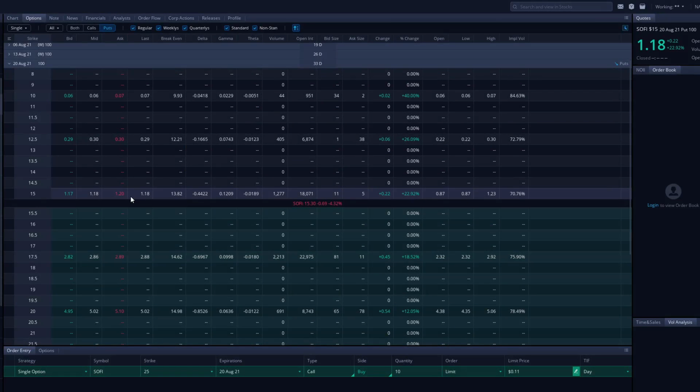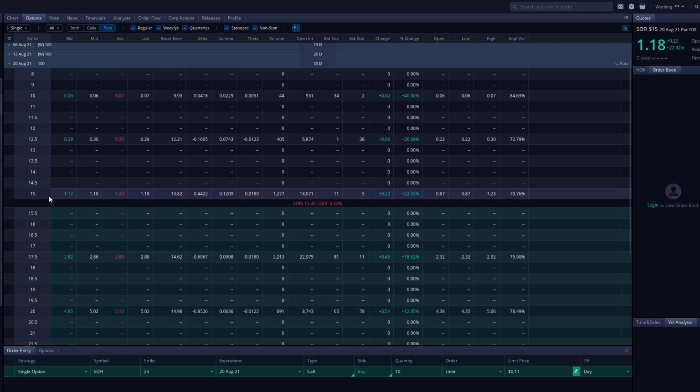So what you would do is look at SoFi, which is currently at $15.30, so you'll be selling a put at $15. When you sell the put at $15, even though the last price and the mid price is $1.18, we'll say $1.20 just to keep the math simple. So you are getting a premium of $1.20 a share, so $120. And this gives you the obligation to buy 100 shares at $15.